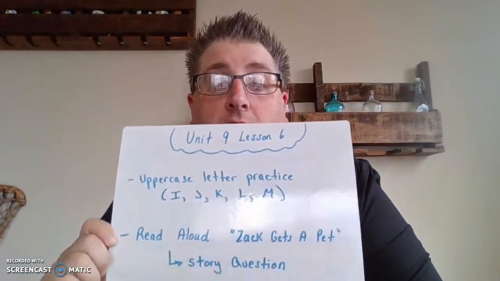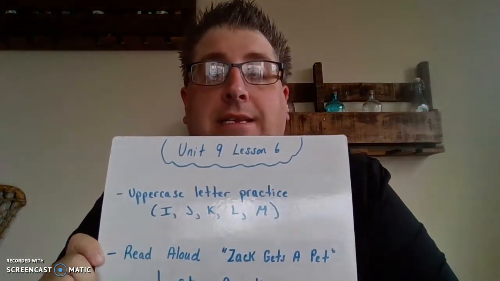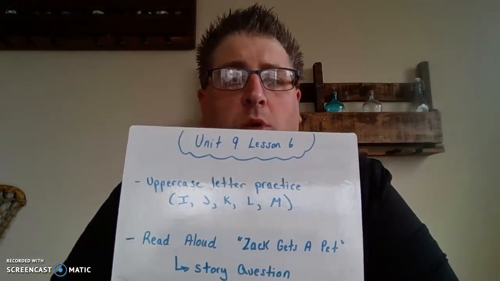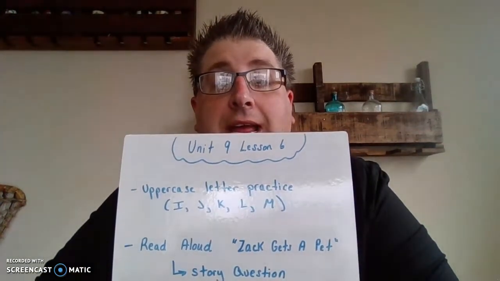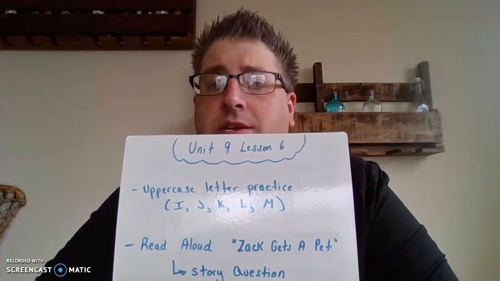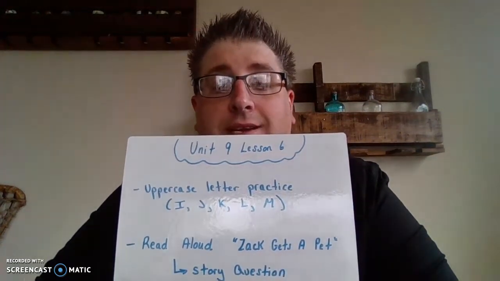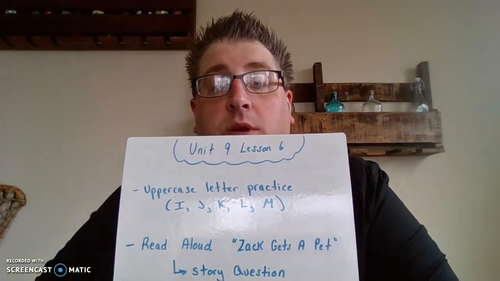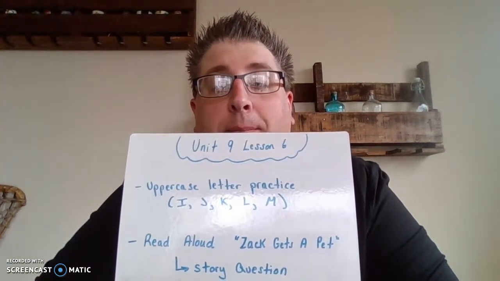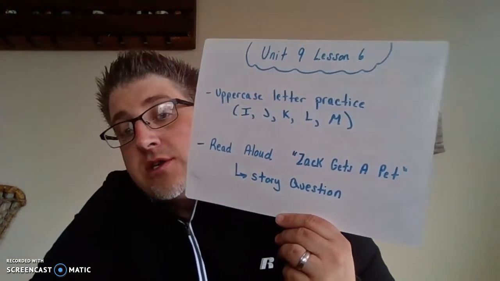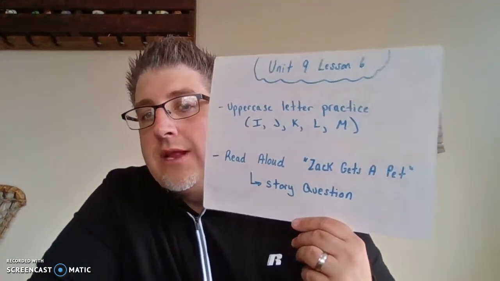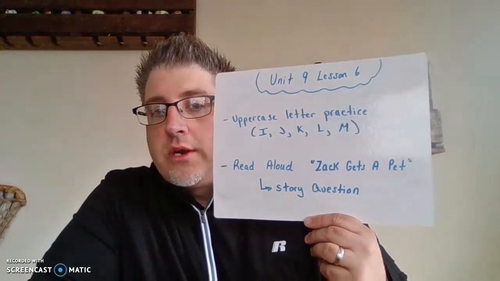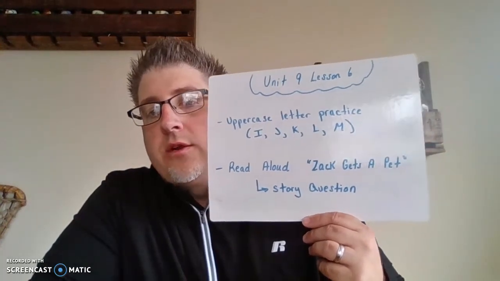So first off, let's review what we are going to tackle today. Unit 9, Lesson 6. Two things we're gonna work on today. We're gonna look at uppercase letter practice for I, J, K, L, and M. Very simple. I'm gonna walk you guys through the steps for that and have you guys practice. And second, we are gonna get into a read aloud, Zack Gets a Pet, and look at the story questions. So those are gonna be the two things that we are going to highlight today as we go through our lesson. Not much work here, but we're gonna make sure that we do everything correctly.